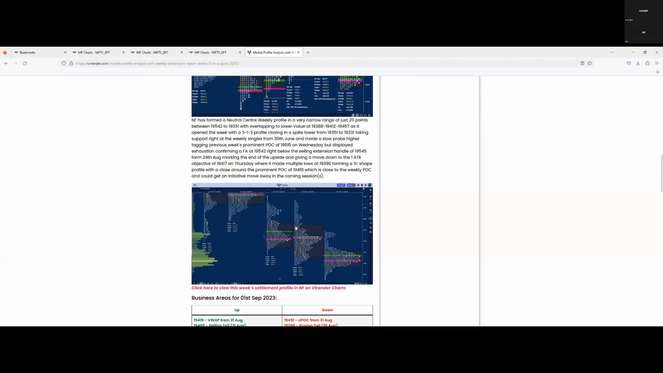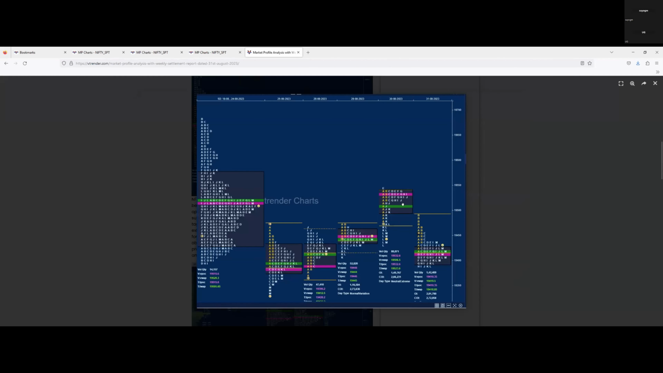So I'll just show you this daily report. This is where we stalled. This was the prominent POC of that neutral extreme profile. And I was talking to you guys about the failed auction, the FA. You can see this FA, which was formed on the 30th of August.